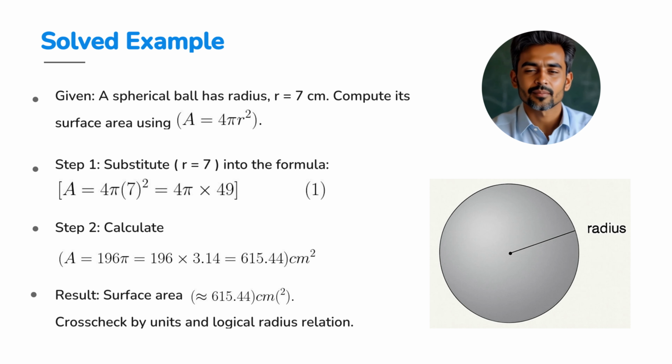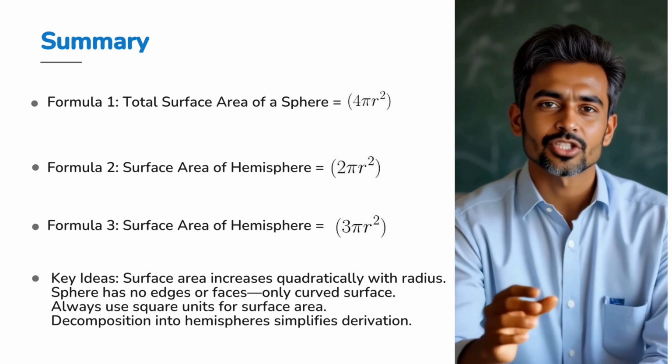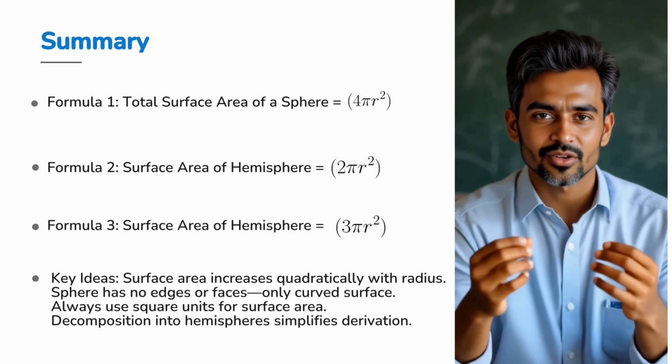615.44 centimeters squared. Always remember to check your units. Since radius was in centimeters, surface area must be in centimeters squared. And verify if the result makes sense with the size of the sphere. On your slide, you'll see a spherical ball with the radius labeled to help you visualize the problem. Now, a quick checkpoint. If the radius were doubled to 14 centimeters, what would the surface area roughly be? Yes, it would be 4 times 615.44, or about 2,461.76 centimeters squared.